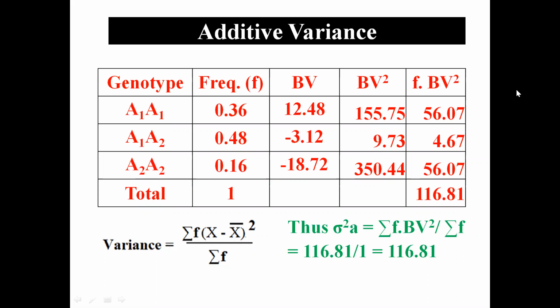Sigma f BV square we may get from the last column total, that it is 116.81, and sigma f you may see in the table, and it is always 1. So the additive variance is 116.81. What is additive variance? It is the variance of breeding values. That's why here we used breeding value, and we got additive variance as 116.81.